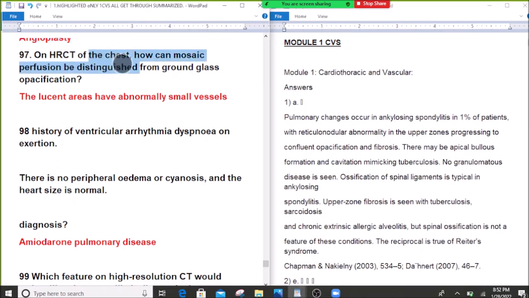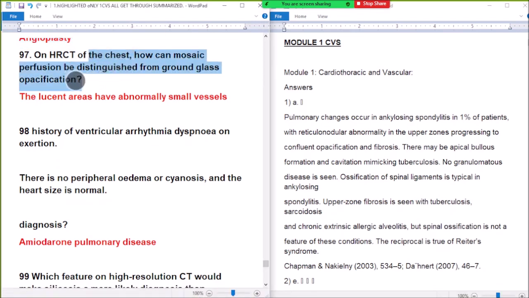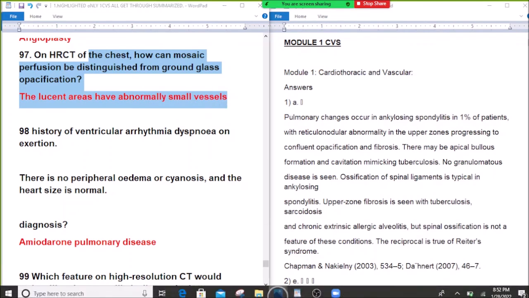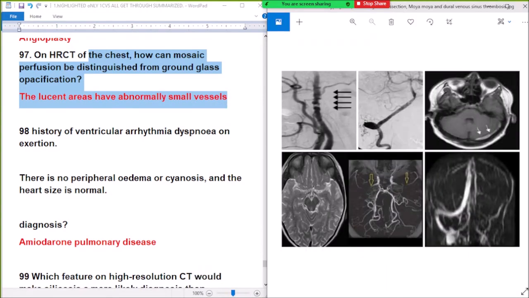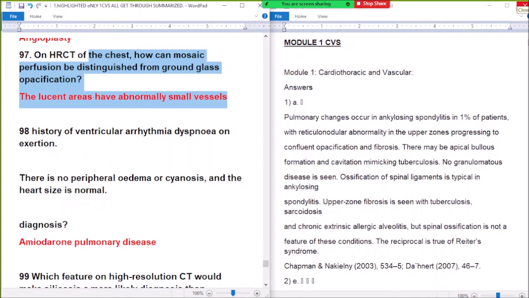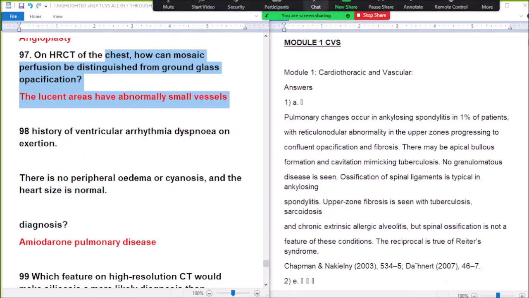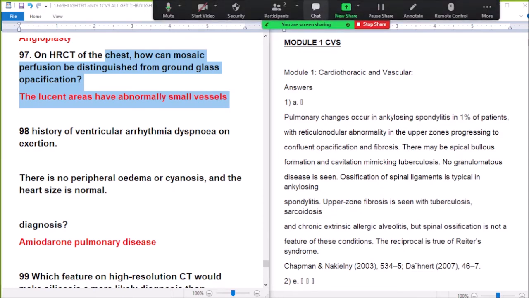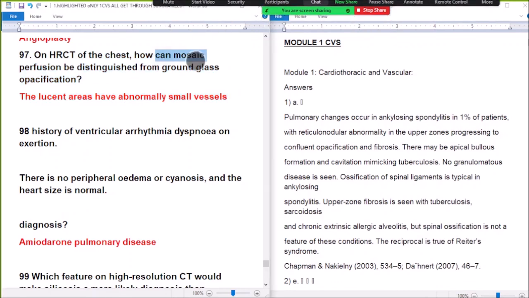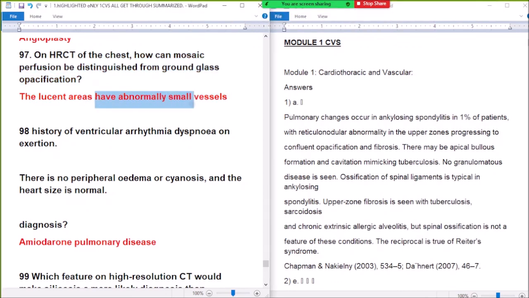Question 97. On HRCT of the chest, how can mosaic perfusion pattern be distinguished from air trapping? The lucent areas have abnormally small vessels. In mosaic pattern due to chronic thromboembolism, the lucent areas will have abnormally small vessels.